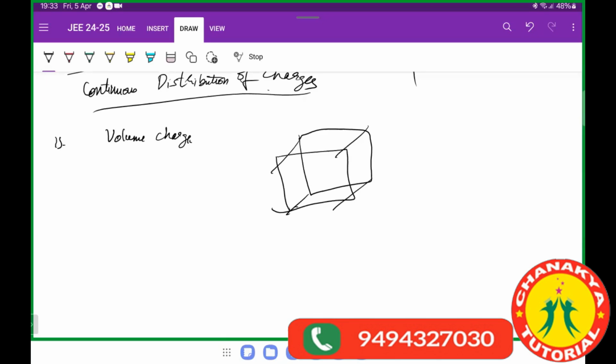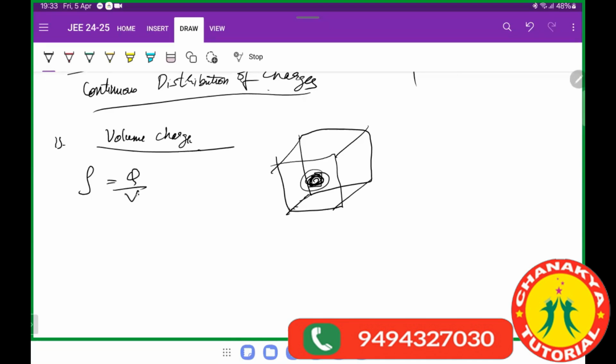So if I take this cuboid, a cube, and talk about this much portion of its volume, what it says here is that volume charge distribution rho is charge per unit volume. So the unit will be coulomb per meter cube. Are you able to understand what I'm saying? Charge per unit volume.